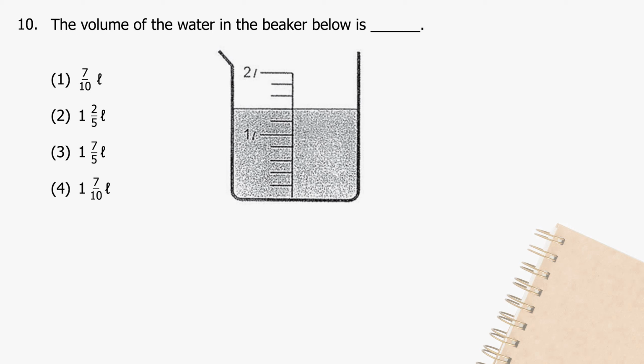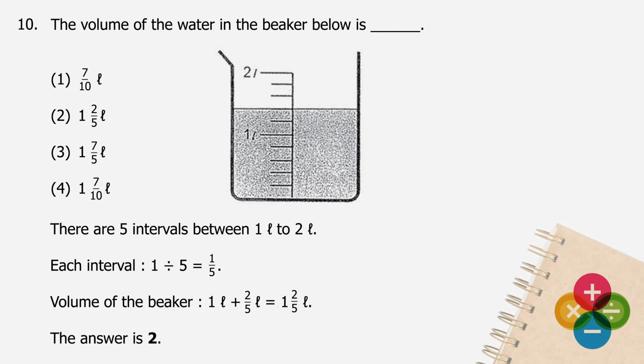Question 10. The volume of the water in the beaker below is blank. There are 5 intervals between 1 liter and 2 liters. For each interval, divide 1 by 5, and the quotient is 1/5 liter. The volume in the beaker will be 1 liter added to 2/5 of a liter, and the sum is 1 and 2/5 liters. The answer is 2.